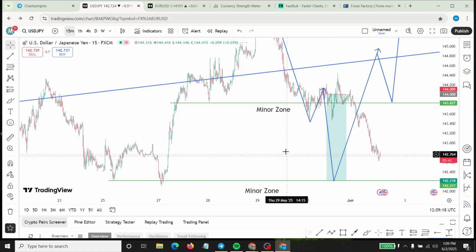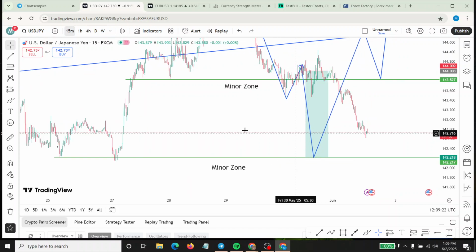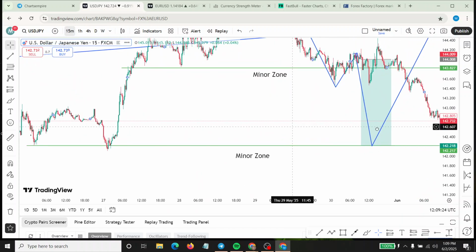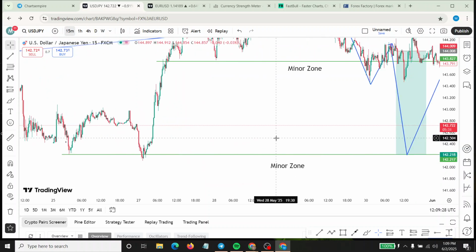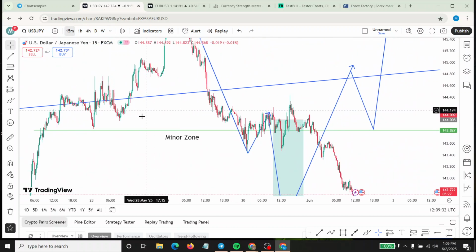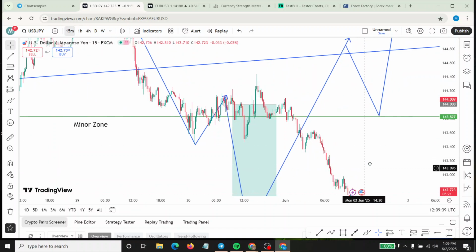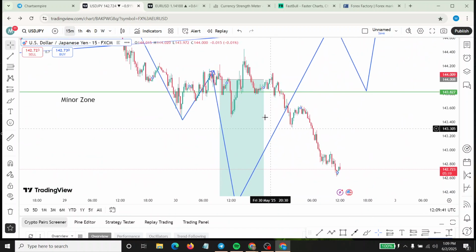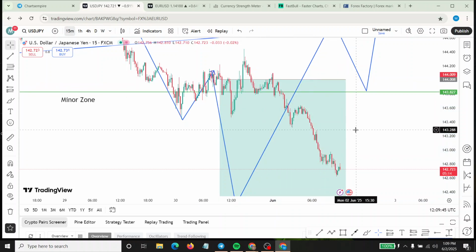You can see, in the last class, I helped us understand what we are experiencing currently on the minor zone. We had a minor support here, we had two touches. Then we had a breakout from this resistance zone, which turned support. Price came back, and if you look at what happened here, we expected this trade in the last class.